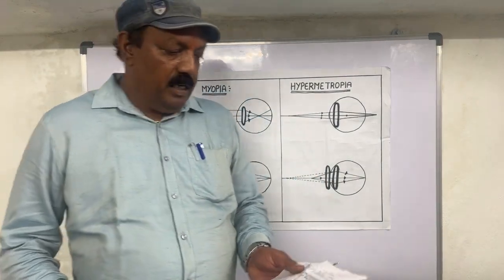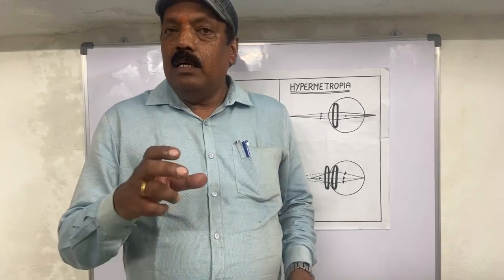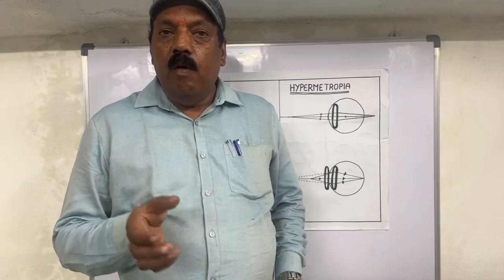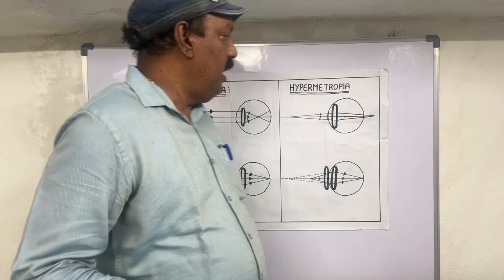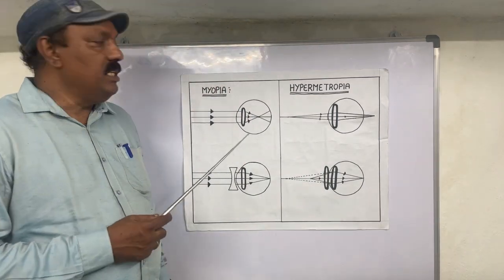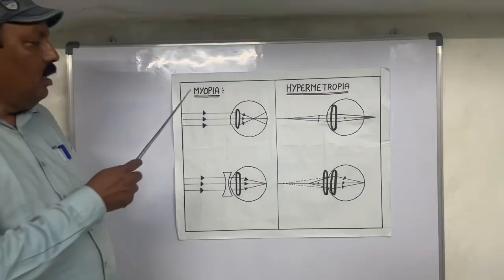Now, sorry for that delay, after the little break. I already told some facts regarding the eye, and now, what are the eye defects we human beings generally face? First of all, you can see the first thing is myopia, or you can say short sight.